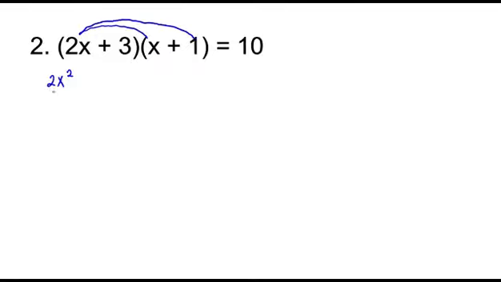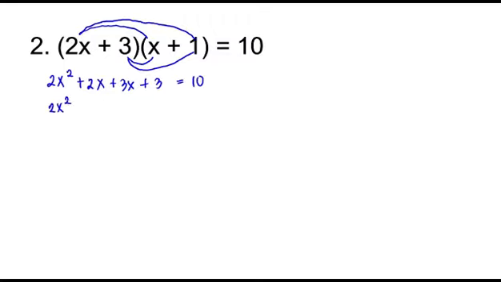So we multiply 2x times 1, so that is positive 2x. And then we have the inner terms, 3 times x, so that is positive 3x. And then the last terms, positive 3 and positive 1, so that is positive 3 equal to 10. And then after that, we combine like terms and transform it into standard form. So copy 2x squared.